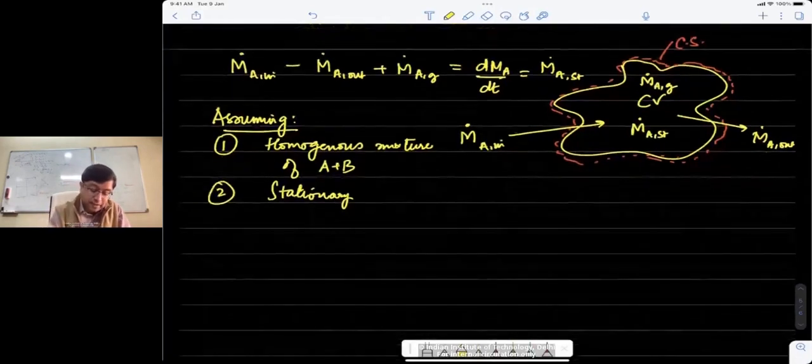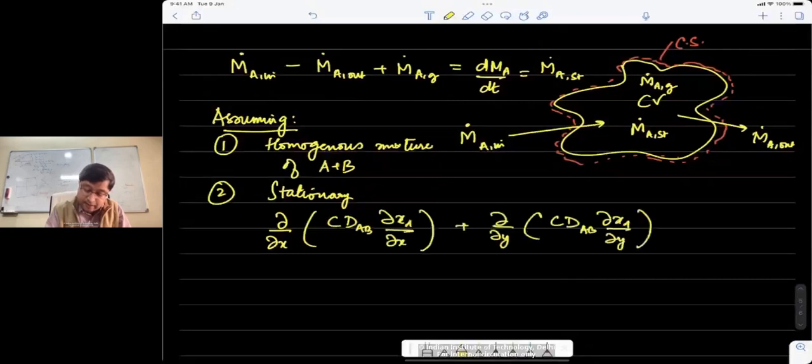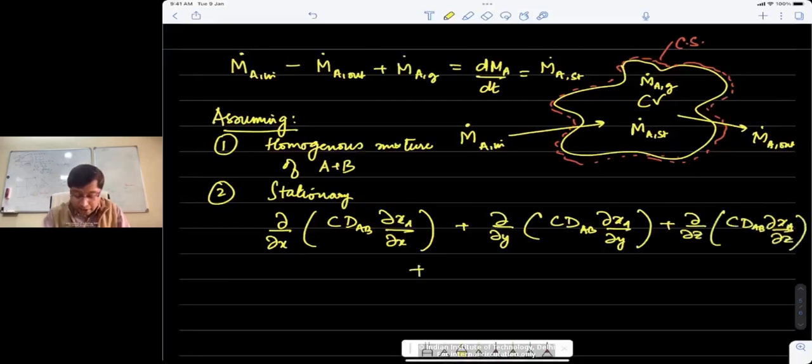But here we can actually have a very simplified diffusion equation, which is also called a mass diffusion equation, which would be d/dx of (C D_AB dx_A/dx) plus d/dy of (C D_AB dx_A/dy) plus d/dz of (C D_AB dx_A/dz) plus any generation term, which is, let's say, N dot A. This is equal to dC_A/dt, the rate of change of concentration of species A.